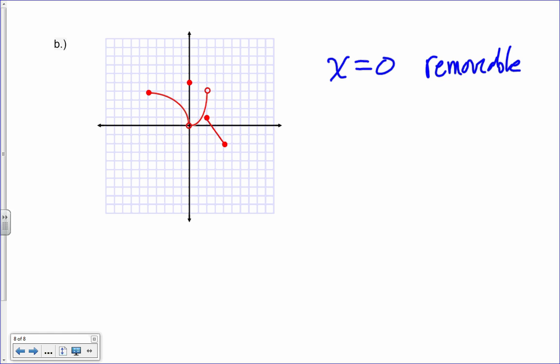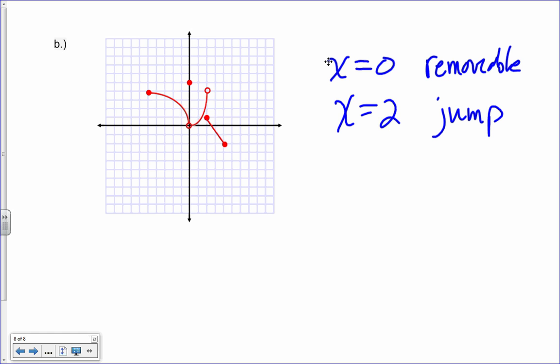Any other ones that cause a problem? Yes. X equals 2, I agree. Yeah, there's your jump. And why is that again? Because that limit, as I'm coming in, really doesn't even exist, right? No limit there. And it is part of the domain, which is important.